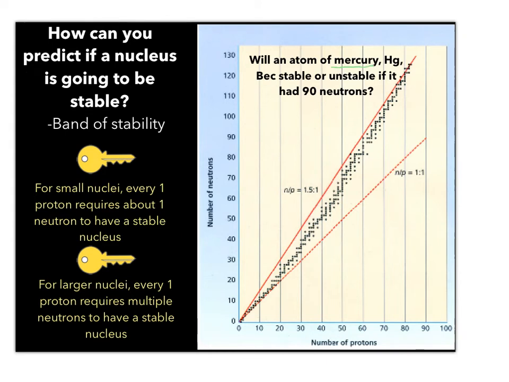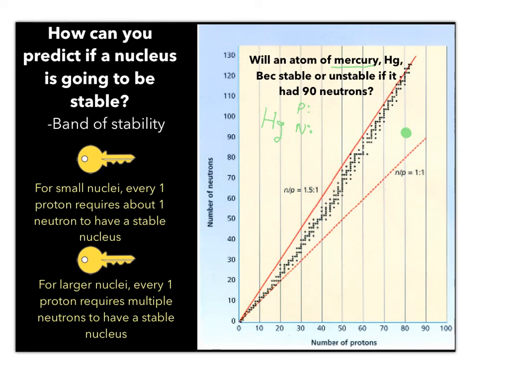So for mercury, what I want you to do is pause the video and take a look at how many protons this mercury atom has and how many neutrons it has, and then try to figure out by looking at the band of stability if it's going to be stable or not.